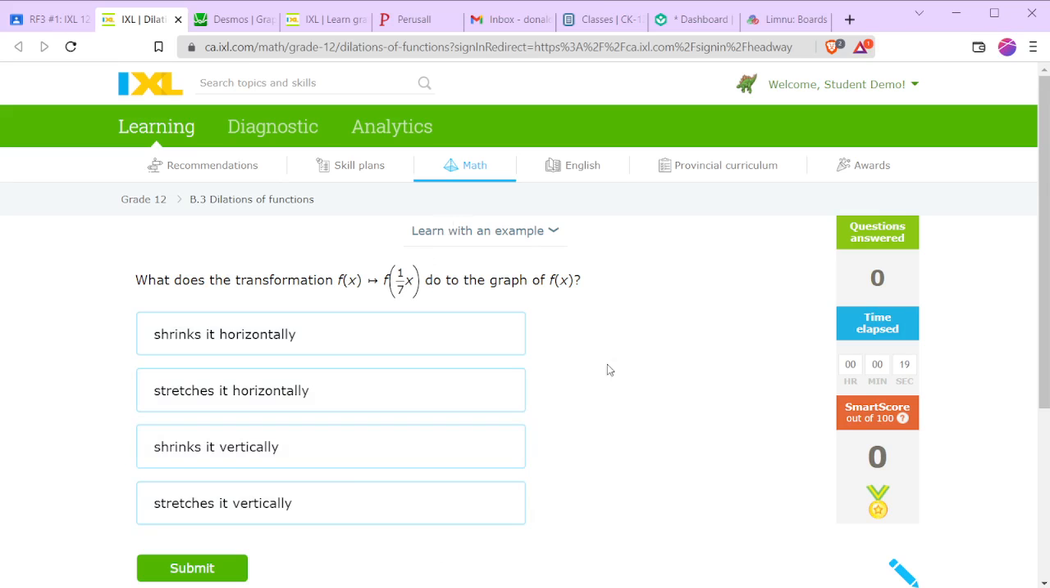Well, we don't know what graph f is, so this has to be the general transformation. So this is altering our x values because this 1/7 is acting directly on the x, so that makes it horizontal, and it's going to stretch it, because what used to happen between 0 and 1 now happens between 0 and 7, because x equals 7 is where this function's input is back to the one it was before.